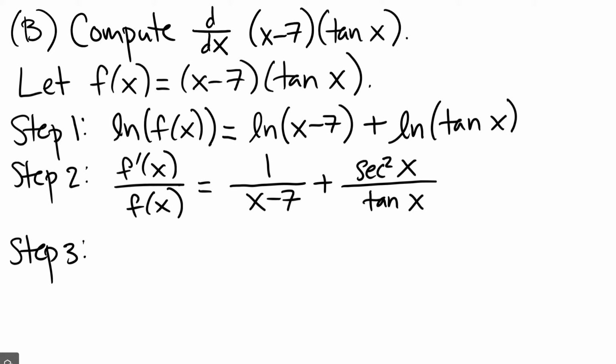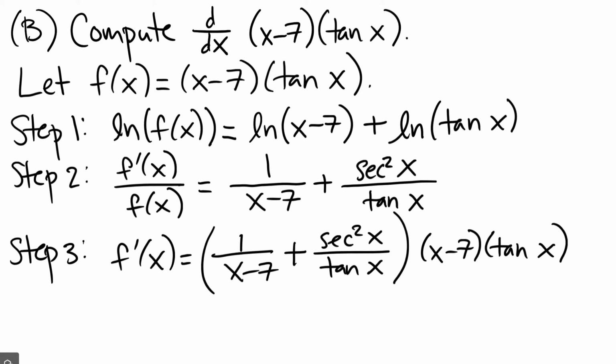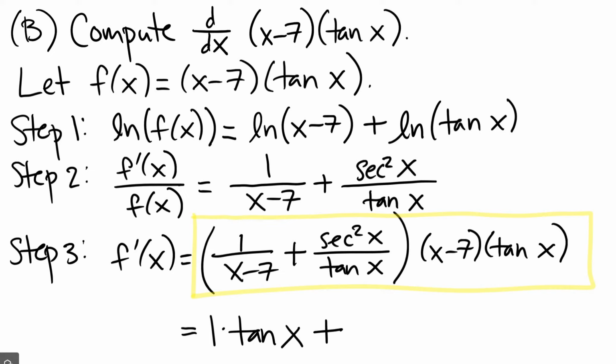And then step 3 is just multiplying. Now, as I've said before, this is a perfectly good answer. You don't need to simplify any more than that. But I am going to, just to illustrate a point to you. If we multiply this out, in the first term, the x minus 7's cancel, and you get 1 times tangent x. In the second term, the tangents cancel, and you get x minus 7 times secant squared x. Notice that this is exactly the same thing that you would have gotten by using the product rule.